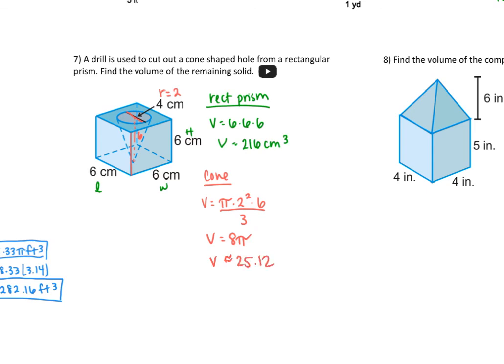So now to find my total volume, we're just going to do the volume of the rectangular prism, which is 216, minus the volume of the cone-shaped hole, 25.12. So 216 minus 25.12, we get 190.88 centimeters cubed.